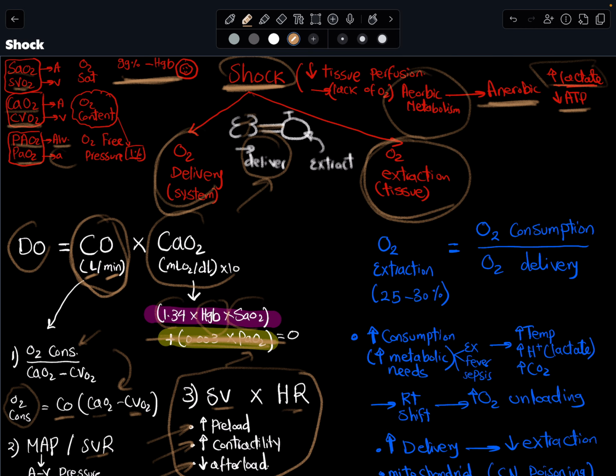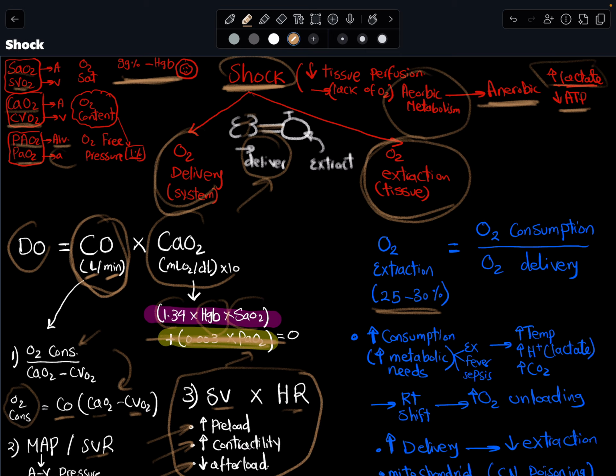And there is an equation. So actually, oxygen extraction is usually only 25 to 30%. If you are giving the tissue a lot of oxygen, 100% oxygen, the tissue doesn't take it all because there are other organs that need this oxygen. So you still need some oxygen to stay in the system. So the tissue doesn't extract all the oxygen, it just extracts 25 to 30% of it.